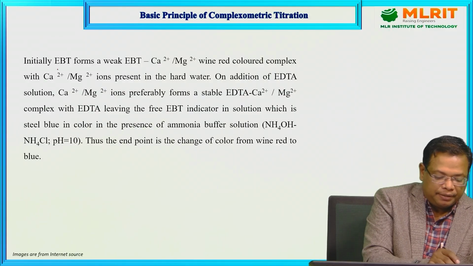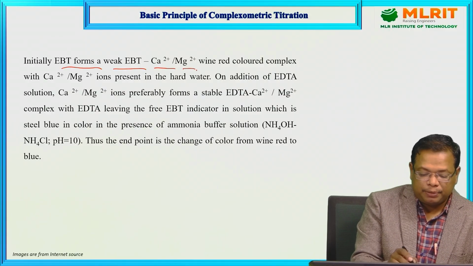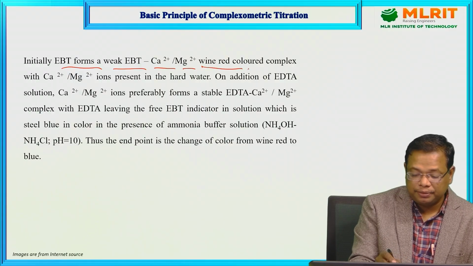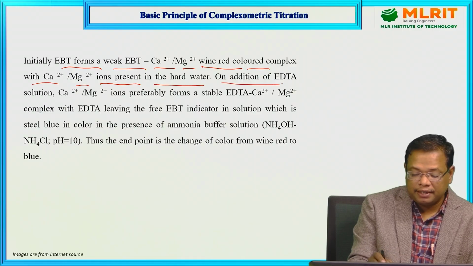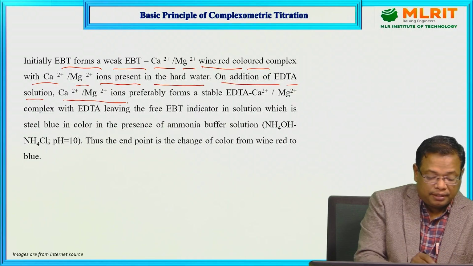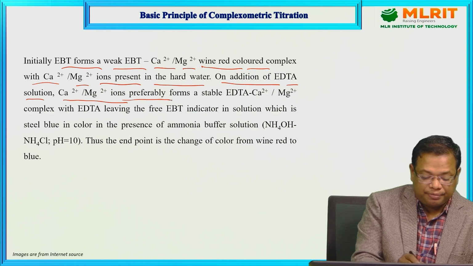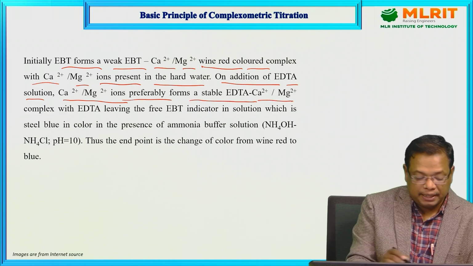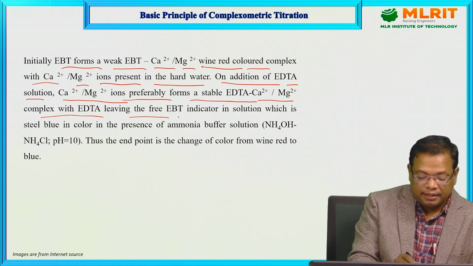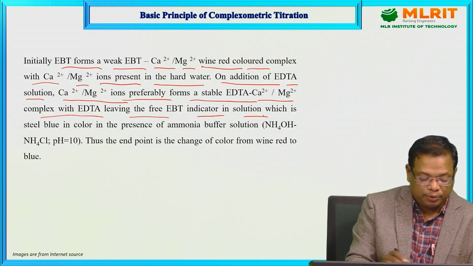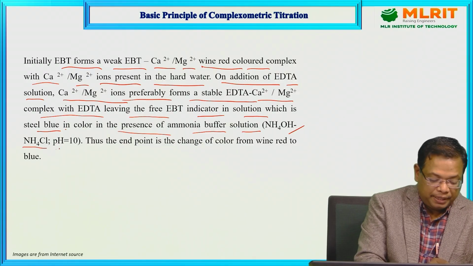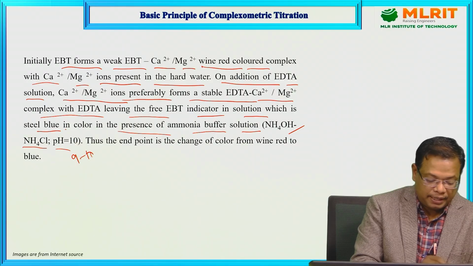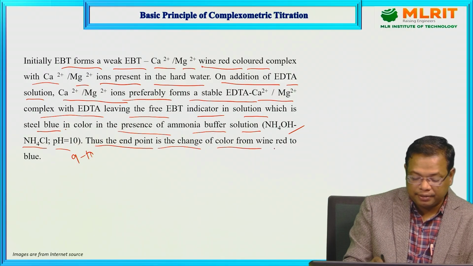So initially EBT forms a weak, wine red colored complex with the Ca2+ and Mg2+ ions present in the hard water. On addition of EDTA solution, the Ca2+ and Mg2+ ions preferably form a stable EDTA complex, leaving the EBT indicator in solution with the steel blue color, in the presence of the ammoniacal buffer solution NH4OH and NH4Cl, maintaining pH at 9 to 10. Thus the end point is the change of color from wine red to blue.